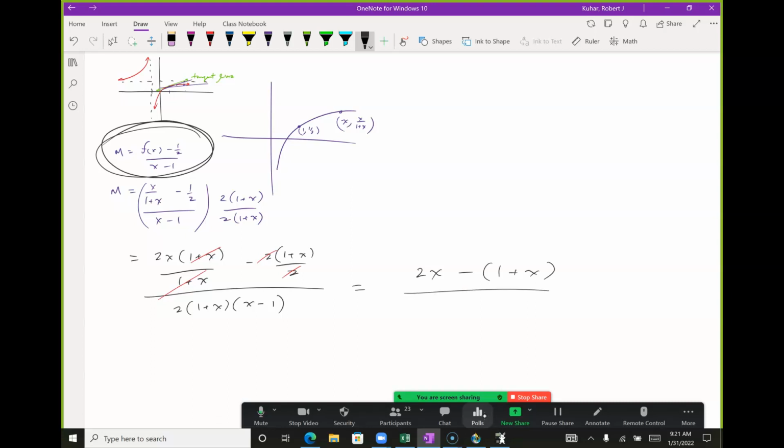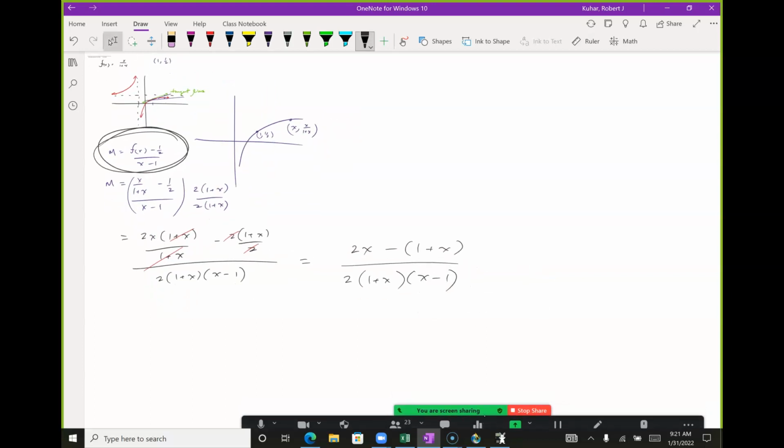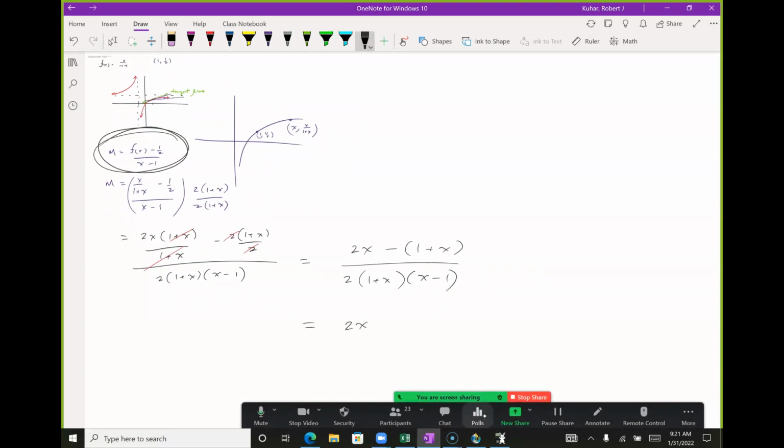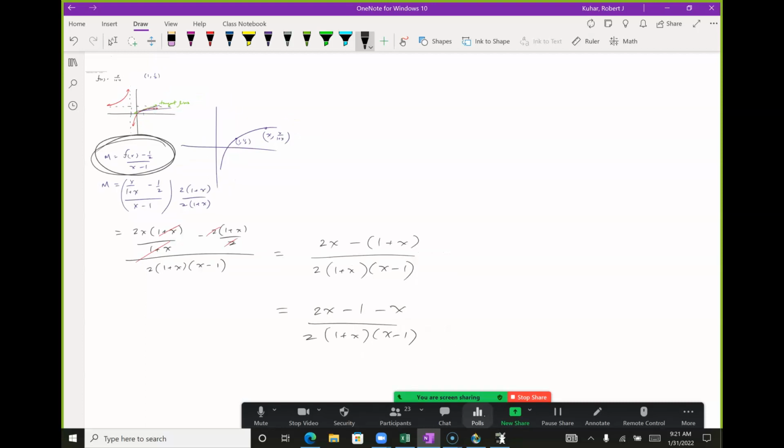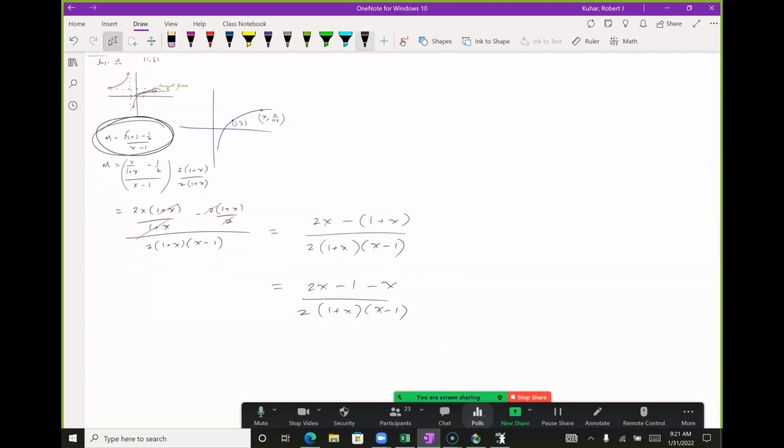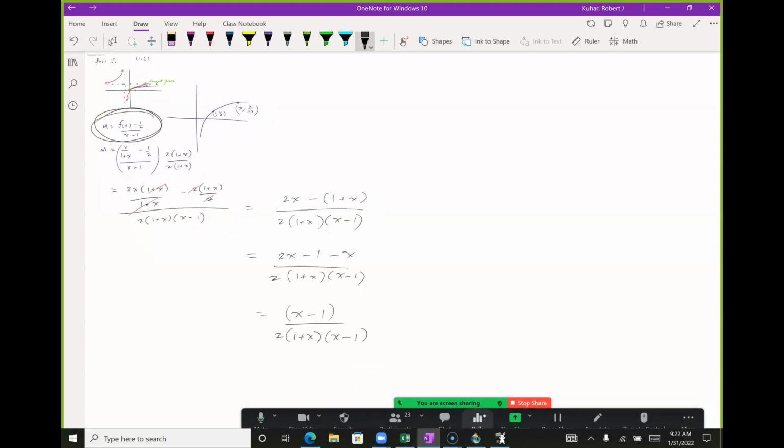So I'm trying to simplify as much as I can without doing too much. It looks like I can distribute upstairs. I get 2x minus 1 minus x. And so my 2x minus x simplifies to just x. Look at that. It's pretty magical what happens in these. You see my x minus 1s are going to cancel, right?